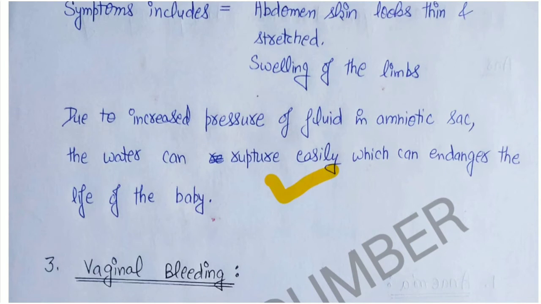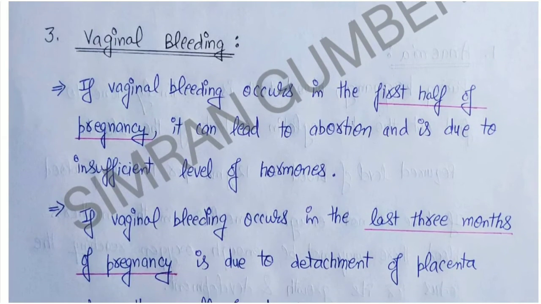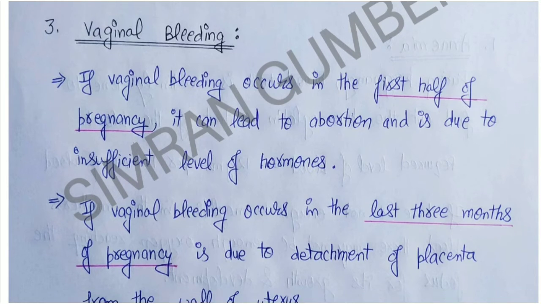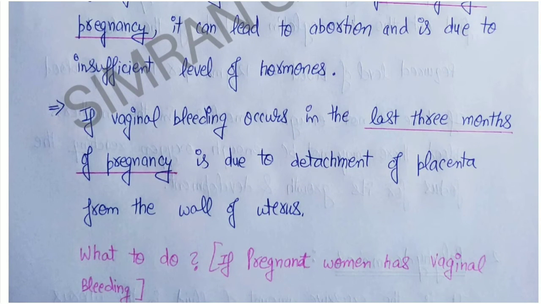Due to increased pressure of fluid in amniotic sac, the water can rupture easily, which can endanger the life of the baby. Vaginal bleeding. If vaginal bleeding occurs in the first half of the pregnancy, it can lead to abortion and is due to insufficient level of hormones. If vaginal bleeding occurs in the last 3 months of pregnancy, it is due to detachment of placenta from the walls of uterus. What to do?